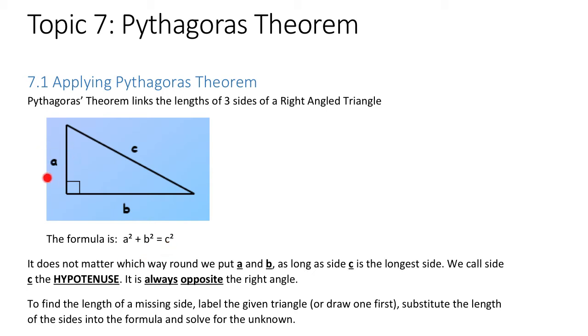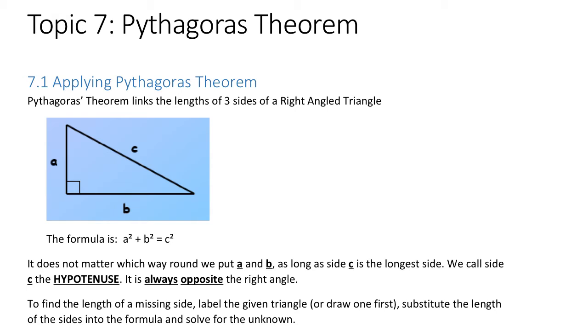So the square of side A, so whatever the length is, if we square it, and we square the length of B, that will equal the square of the hypotenuse. And this applies to every single right angle triangle.